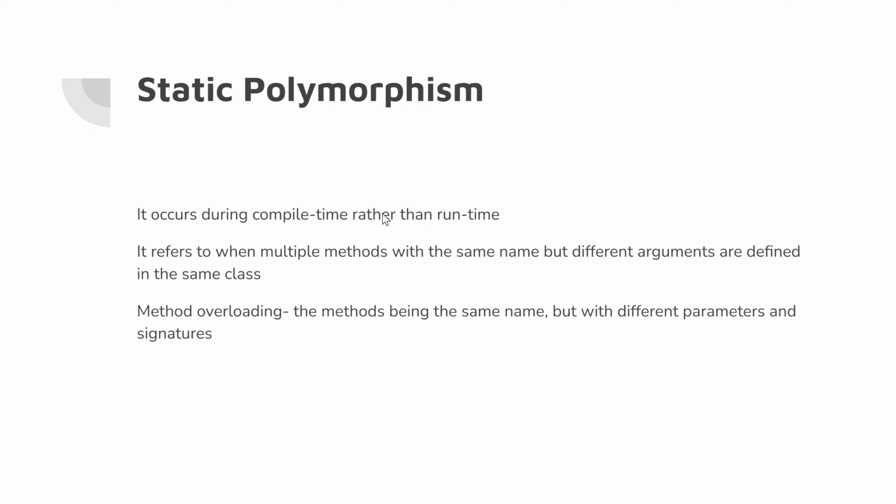Static polymorphism occurs at compile time rather than runtime. It refers to methods with the same name but different arguments defined in the same class. This is method overloading: methods with the same name but different parameters and signatures.